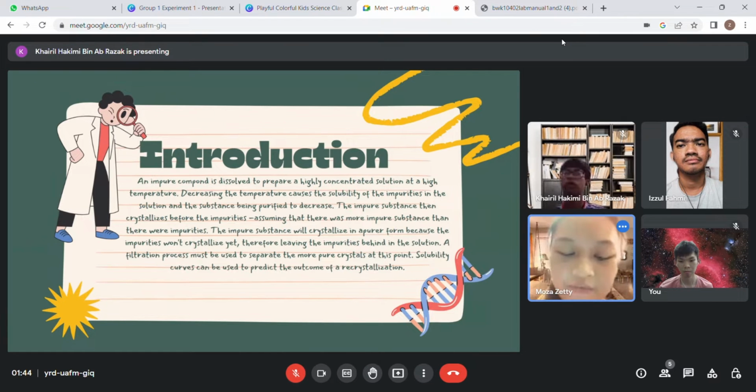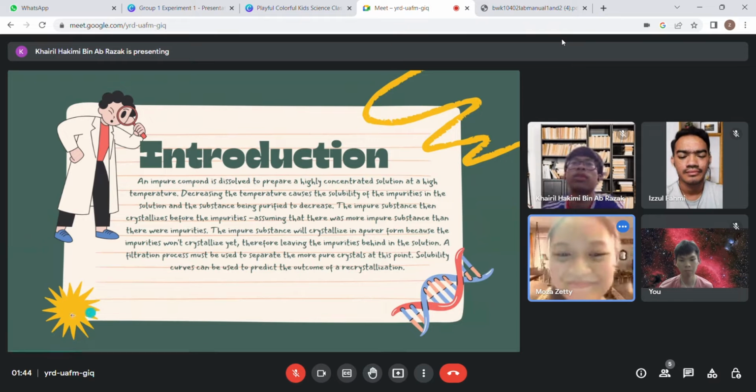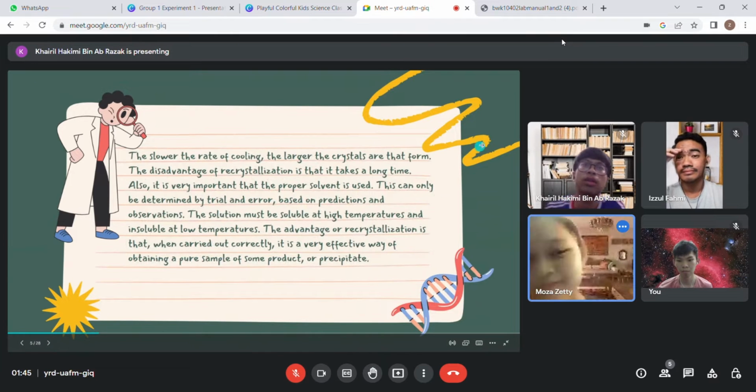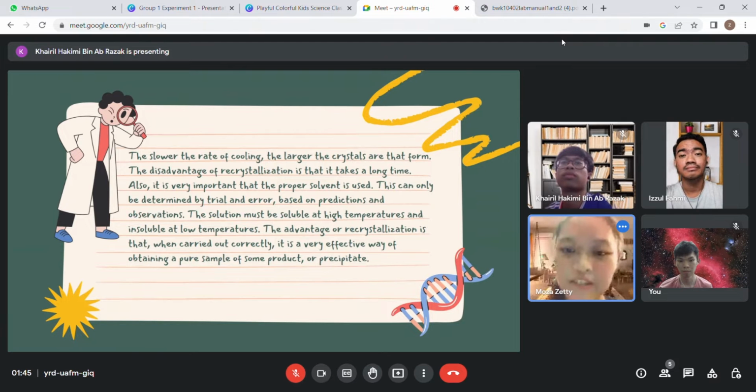A solubility curve is used to predict the outcome of the recrystallization. The slower the rate of cooling, the larger the crystals that form. The disadvantage of recrystallization is that it takes time.